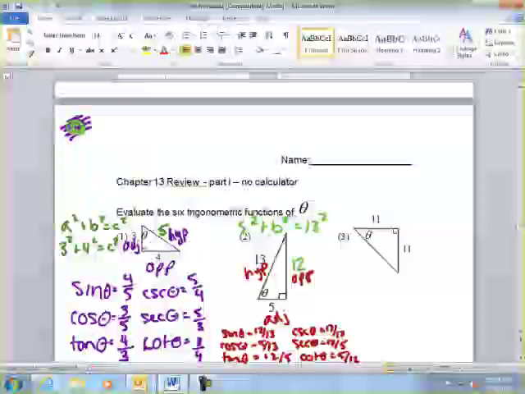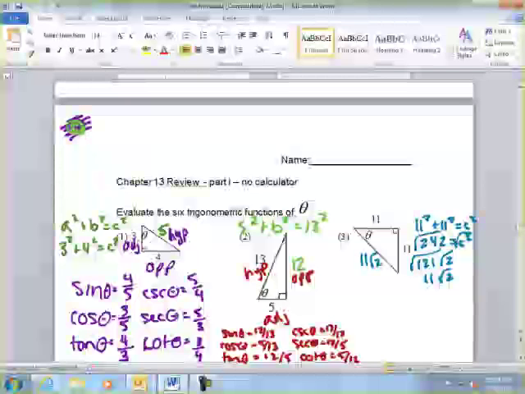For the third one, when I do the Pythagorean theorem, 11 squared plus 11 squared is c squared. Gives me 242, which is not a perfect square. So we want to simplify this down. 242 is divisible by 121, which is a perfect square, to give 11 square roots of 2.